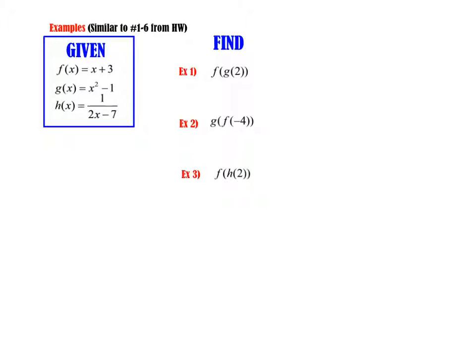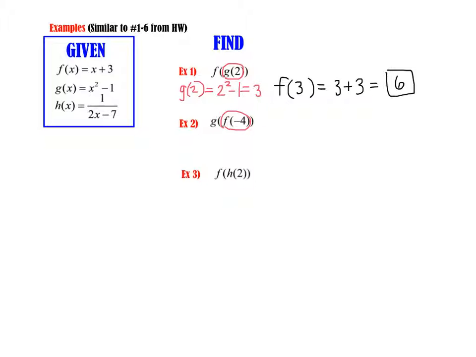So here's some examples. We're given a couple different functions, f, g, and h, and then we're asked to find different compositions. So in this first example, we're going to start on the inside. We're going to first find what g of 2 is. So if we go to the function named g and substitute 2 for x, we're going to get 2 squared minus 1, or 3. Now, because we're doing f of g of 2, now we do f of that answer, which is 3. So when we do f of 3, we go to the function named f and plug in 3 for our x. So the answer for f of g of 2 is 6.